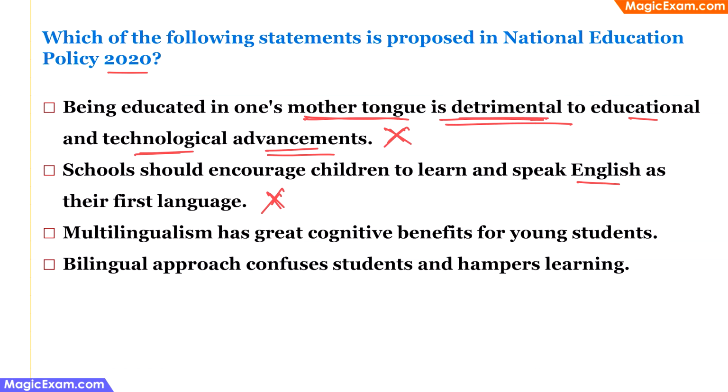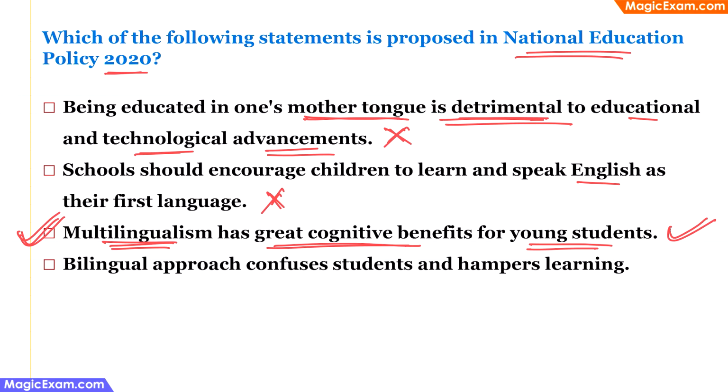The third one, multilingualism is a great cognitive benefit for young students. Now, this is an absolutely correct statement and this is the correct answer to this question. Multilingualism means if a child learns more than one language, then it is proven scientifically that the child develops extra additional intelligence because the child is learning multiple languages. Therefore, this has great cognitive benefits. Therefore, this is the correct statement and it is also proposed in the National Educational Policy of 2020 that the child should be exposed to multiple languages.